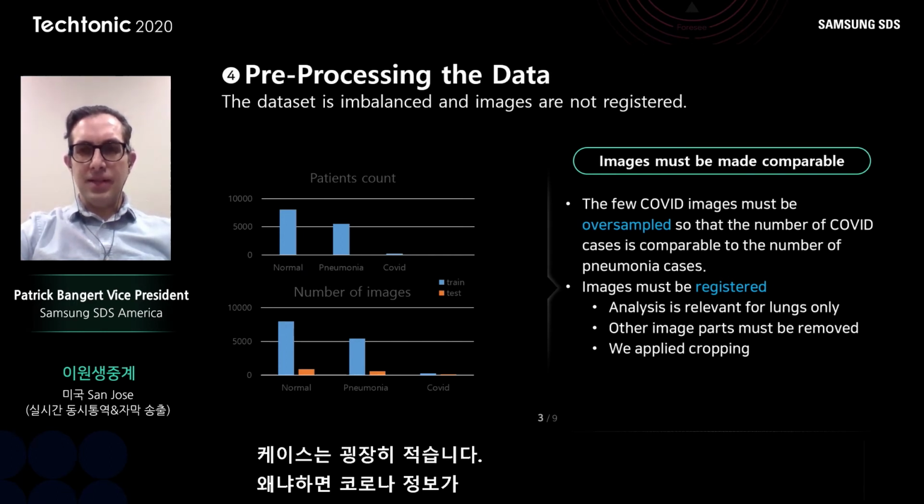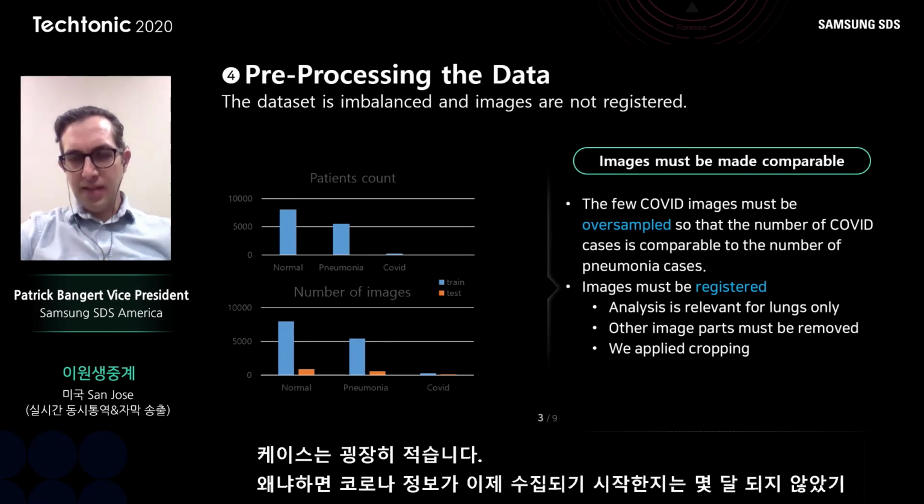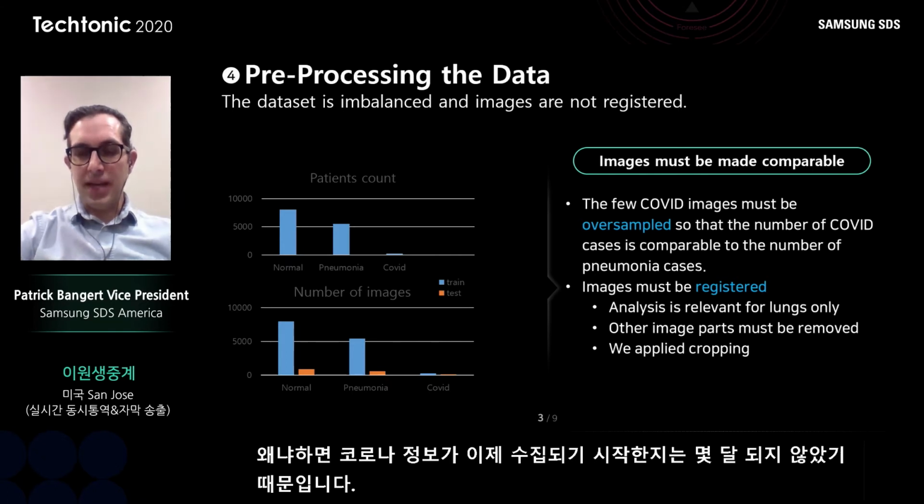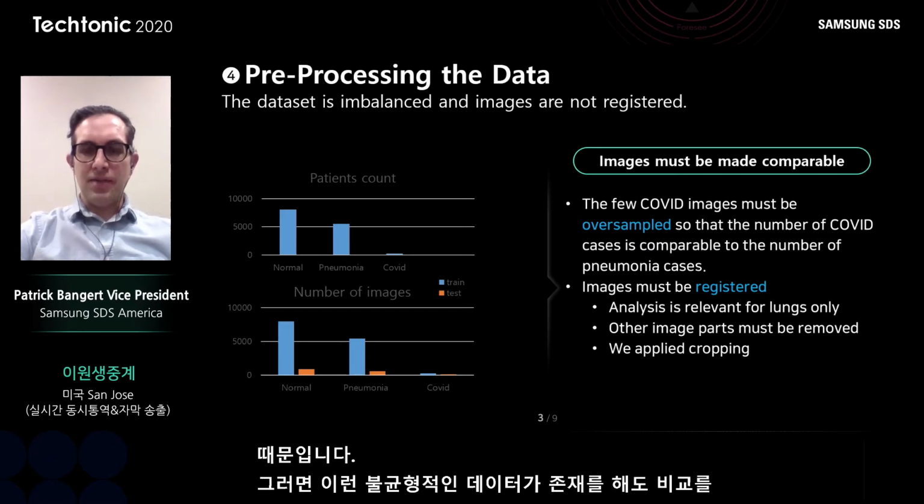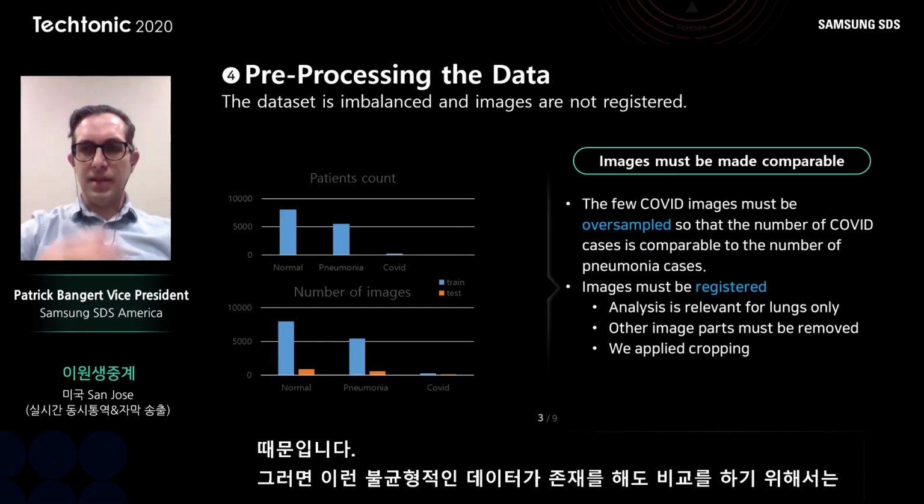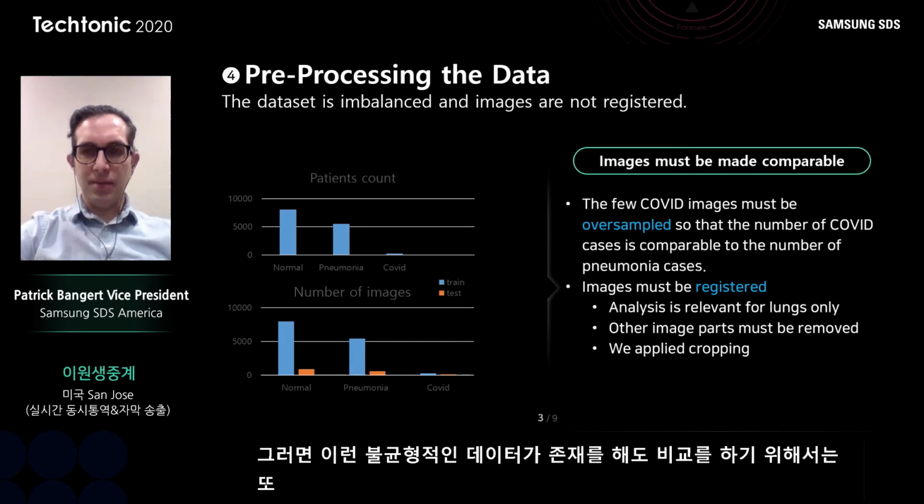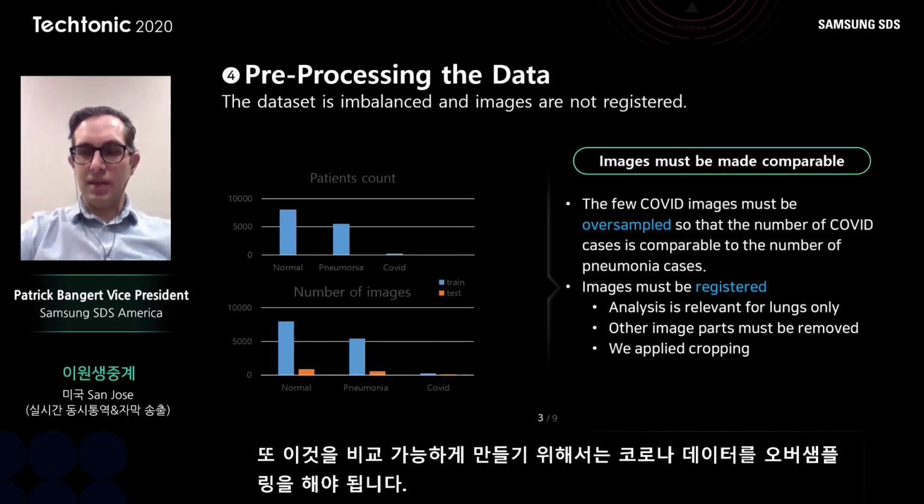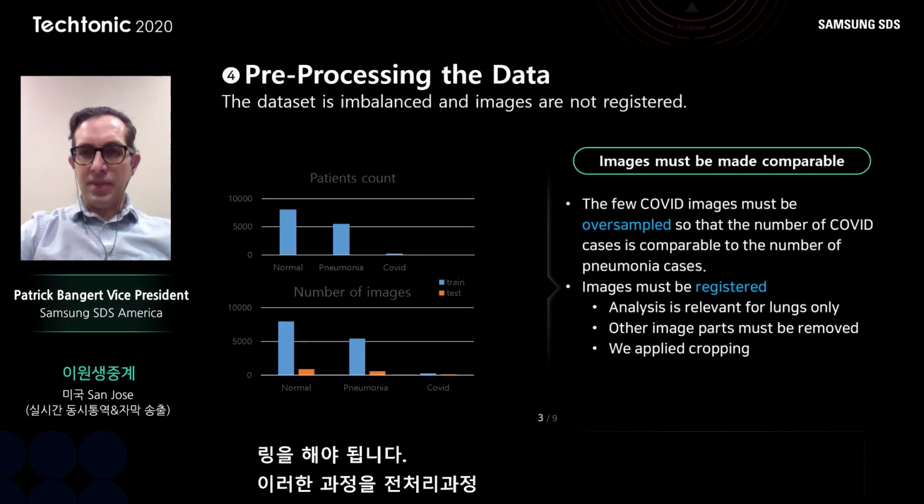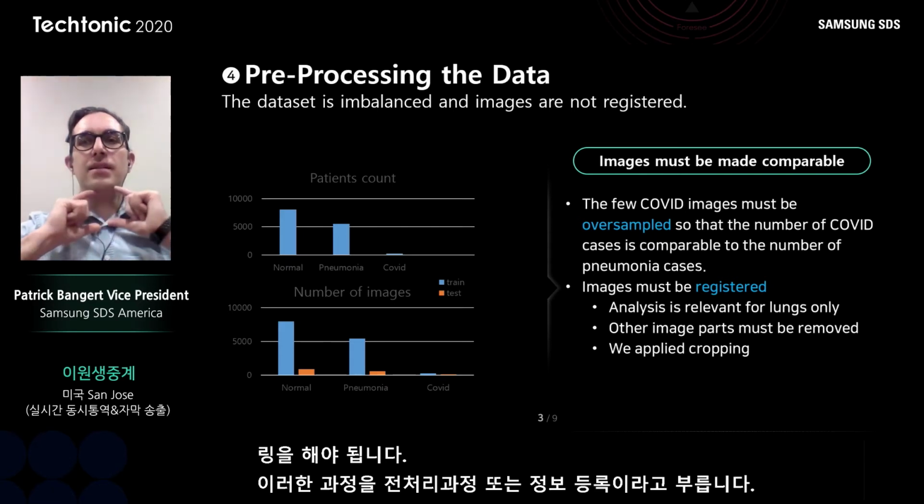But nonetheless, it is a so-called imbalanced data set where the three categories we have are represented not in the same frequency. And so the COVID images have to be oversampled so that the three varieties become comparable. Also, the images have to be pre-processed or so-called registered so that the images really do become comparable. For example, if I take an X-ray, then there are parts of the neck visible in it.